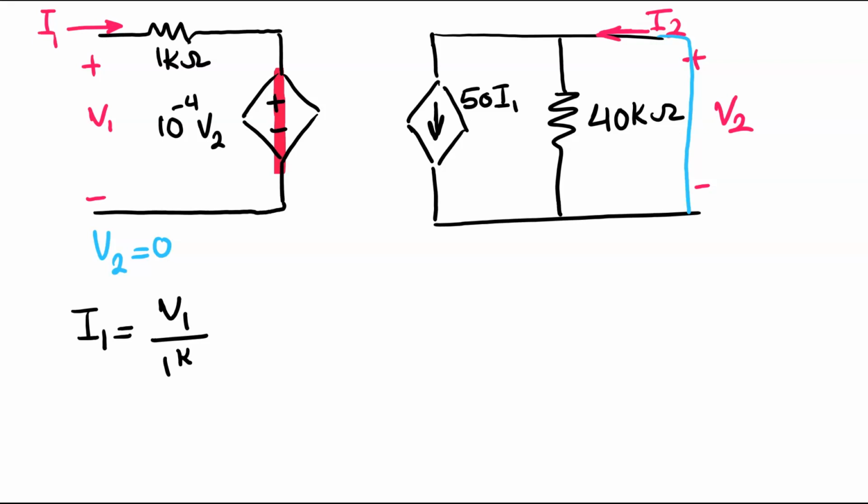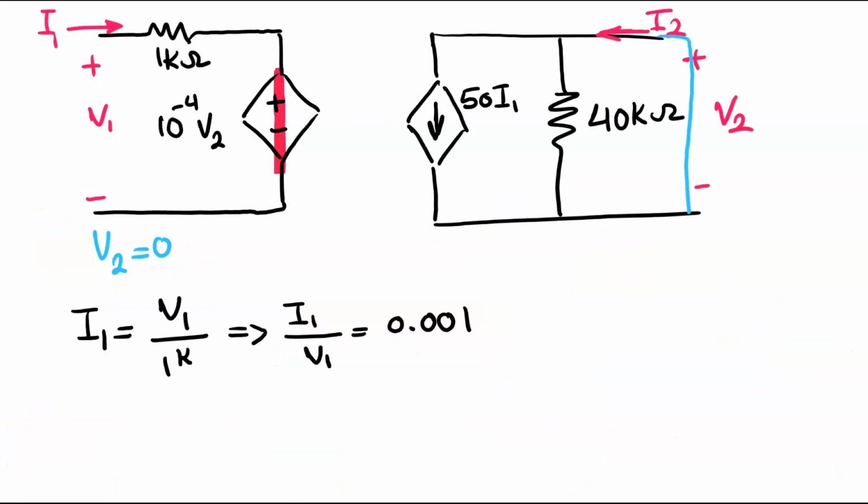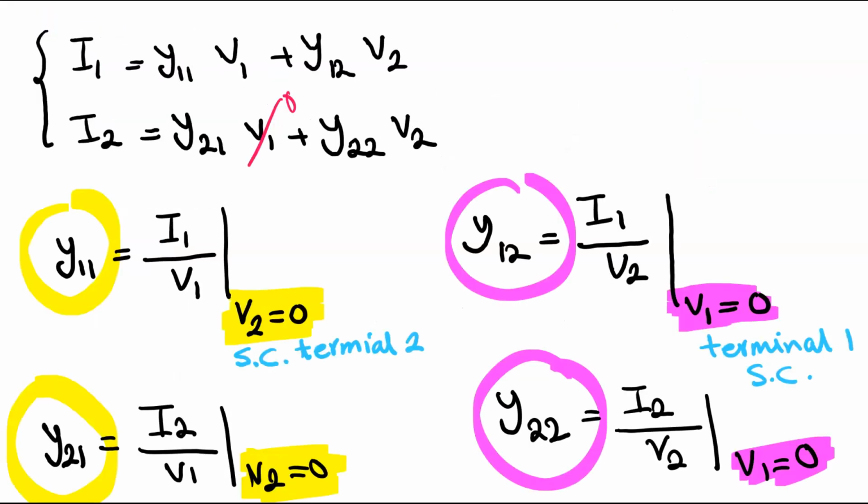So from this equation, I'm going to have I1 divided by V1 as 0.001. So looking back to our equation, I1 over V1 when V2 is equal to 0 is our Y11. Here I have I1 over V1 when V2 is 0. So this number is my Y11.